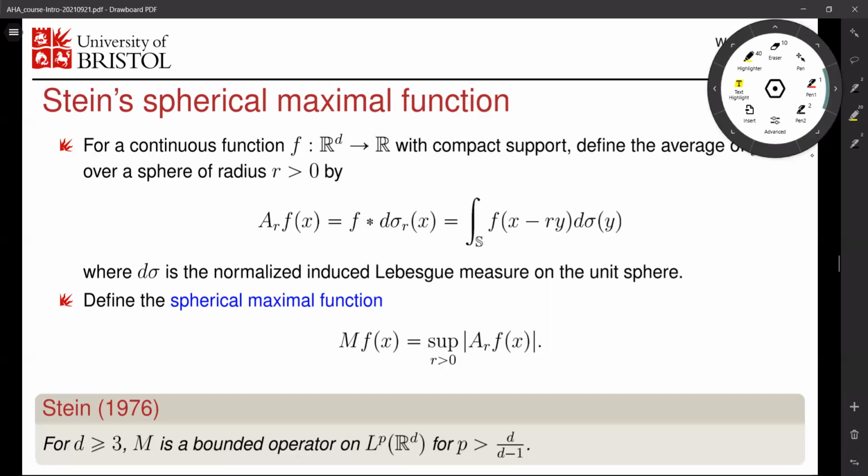Or at least you would think you don't, but it turns out you retain enough partial information so that you can prove the following theorem. If you have spheres in 3 or more dimensions, then this spherical maximal function is bounded on L^p for a certain range of p. This range of p now depends on the dimension. So the ball was all p greater than 1, and this one is actually smaller. This range is sharp, meaning it's unbounded if p is less than or equal to d over d minus 1.